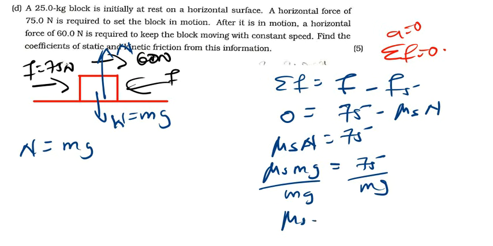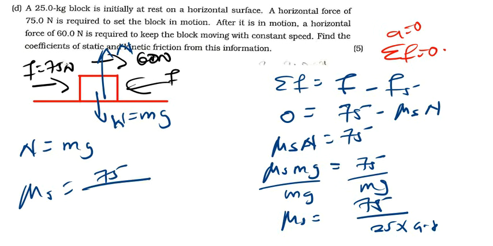So the mu s will be equal to 75 divided by m. What is the m? 25 times 9.8. The mu s is always less than 1. The coefficient of friction is always less than 1. But there are some situations where you can find it to be greater than 1. But in that case, there is an explanation, a conclusion that we have to make. But at your level, it's less than 1.